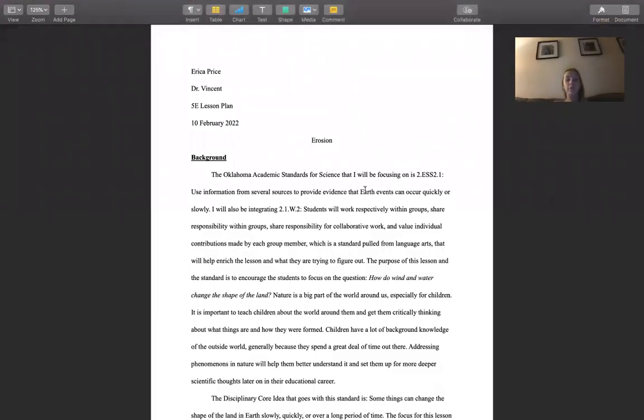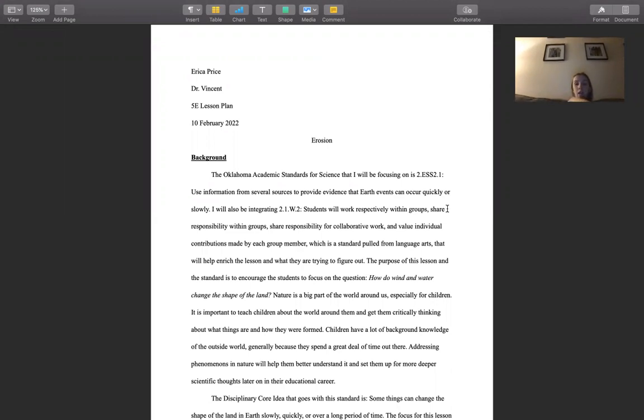Okay, so for my 5E lesson, I chose the standard 2-ESS2-1, which is Earth Science. It's using information from sources to provide evidence that Earth events can occur quickly or slowly. And then I'm also integrating 2.1.W.2, which is a language arts standard.